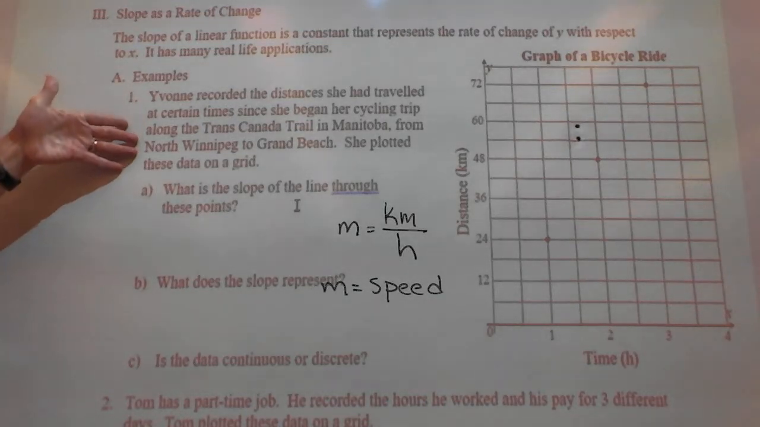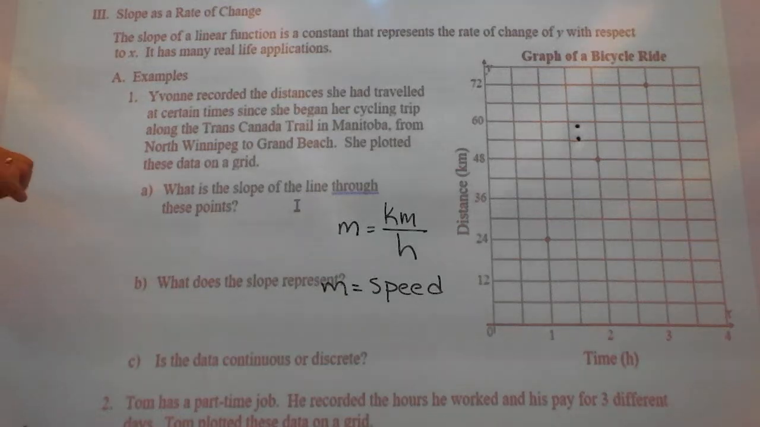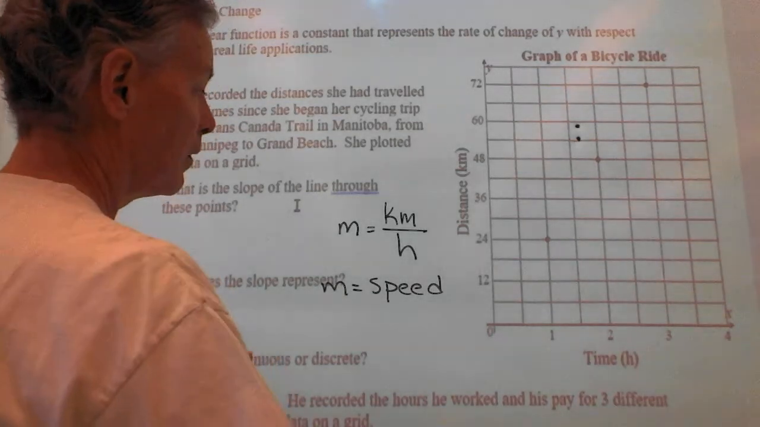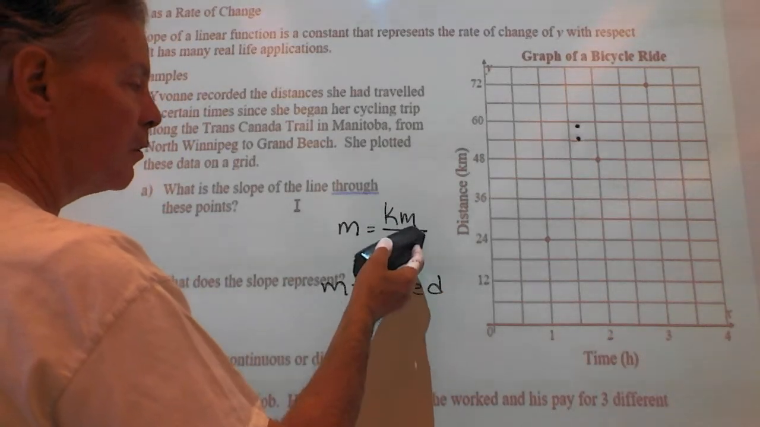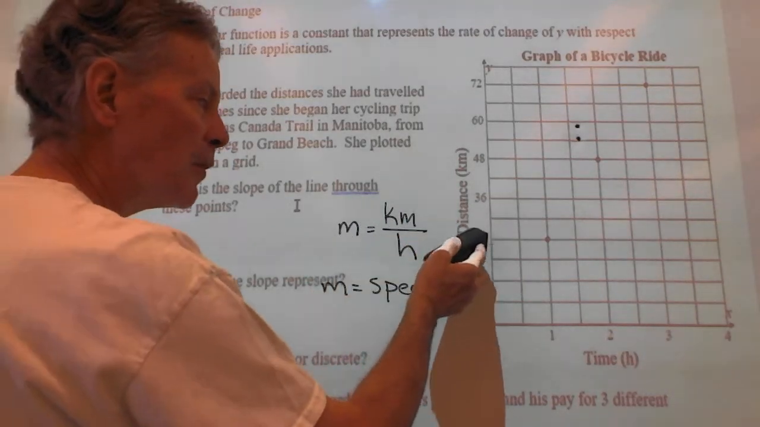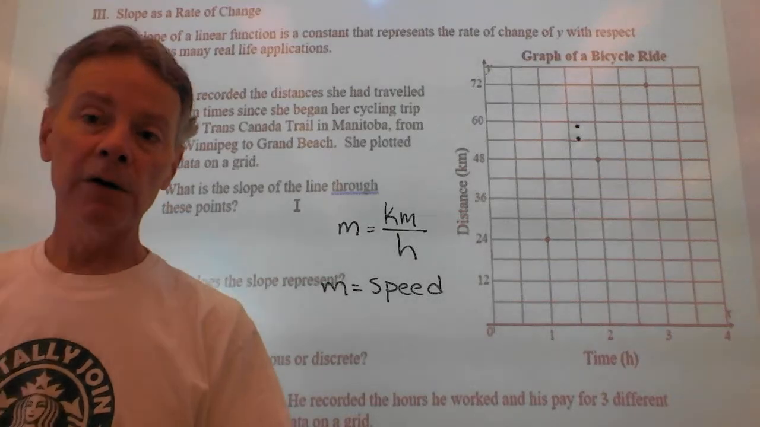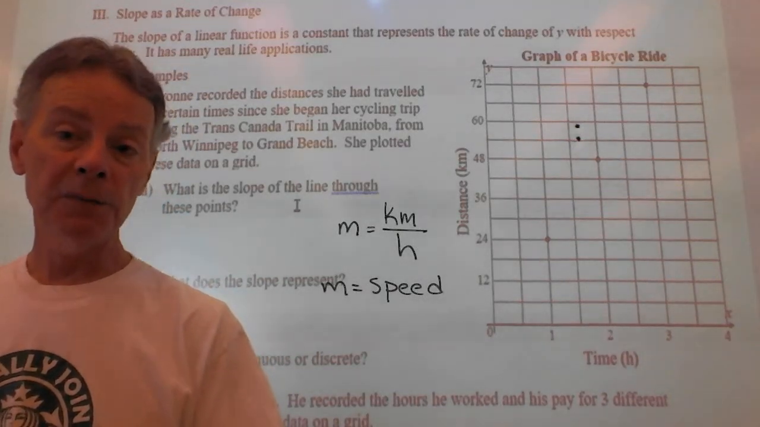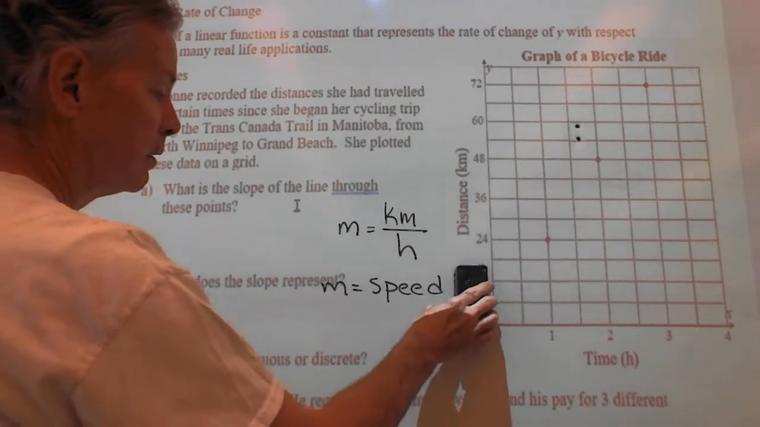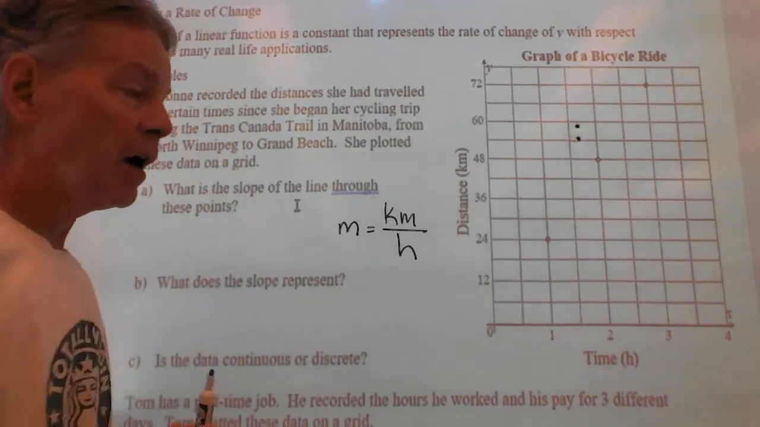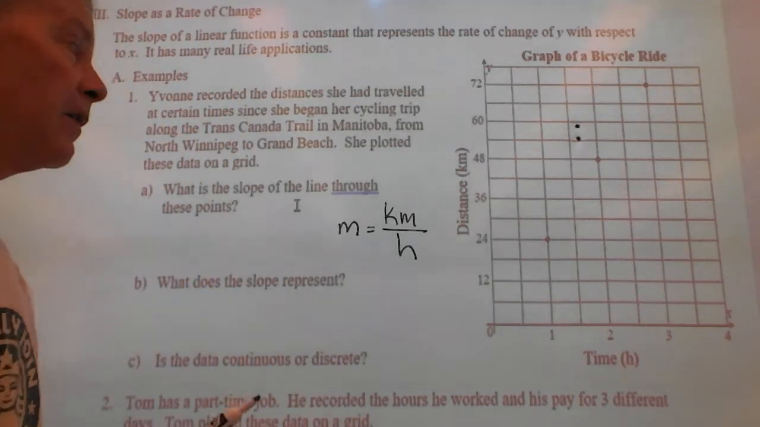Yvonne recorded the distances she traveled at certain times since she began her cycling trip. She plotted these data on a grid. What is the slope of the line through these points? So they're asking us to calculate the slope, but more specifically to this problem, they're asking us to calculate her speed, okay? You did this in the physics unit of Science 10.